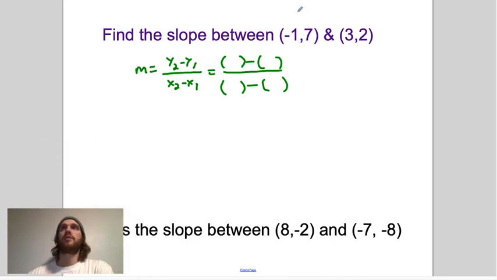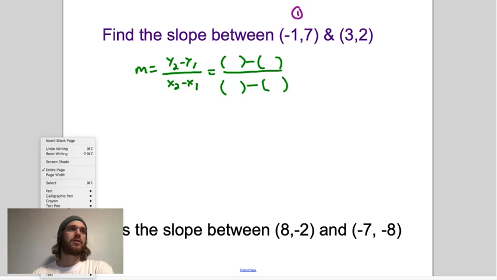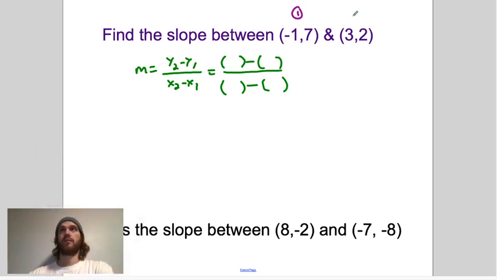So we'll call this point 1. We'll call this point 2 in red. All right, let's start with point 2. Here is the x value of point 2, and this is the y value of point 2. So x2, y2. So y2 is a 2, so I'm going to copy and paste a 2 right there. And x2 goes down in the bottom under here, and that's a 3.